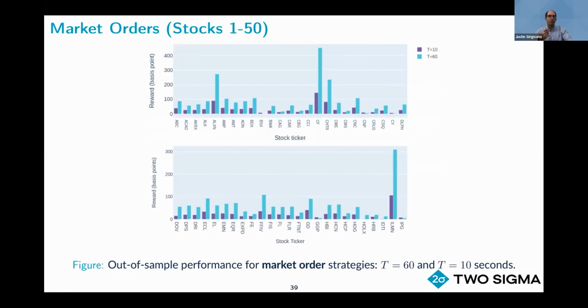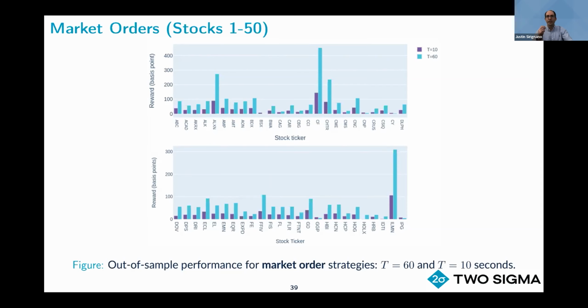The results for a market order only reinforcement learning strategy are displayed here. The x-axis is the name of the stock. The y-axis is the cost savings, that is, the average improvement in the executed price as compared to immediately submitting a market order at the initial time. As mentioned earlier, if we immediately submit the market order at the initial time, the cost savings would be 0. The cost savings on the y-axis are reported in basis points. 100 basis points is 1 cent. Results for 2 different time horizons, 10 seconds in purple and 60 seconds in turquoise, are displayed.